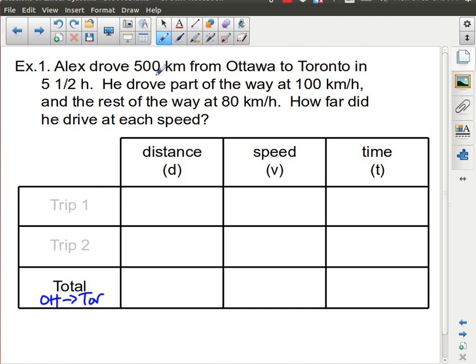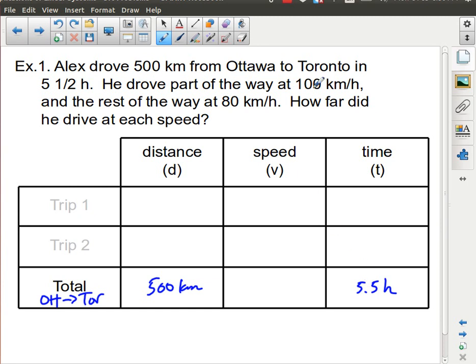Let's see, what do we know? The distance from Ottawa to Toronto is 500 kilometers. So the distance from Ottawa to Toronto, that's our total distance traveled. That's 500 kilometers. He did that in a total time of 5.5 hours. Rather than writing that as 5.5, I'm going to write that as 5.5 hours. All is good so far.